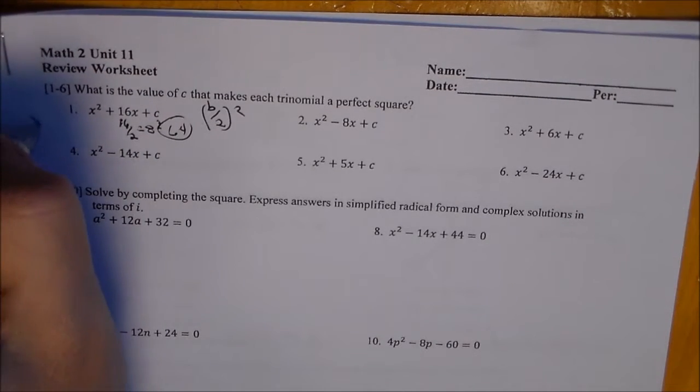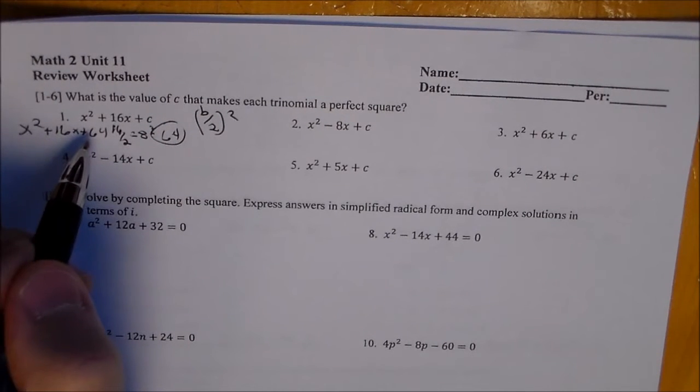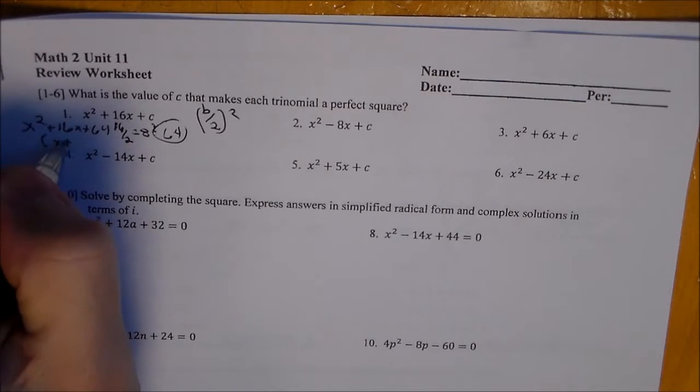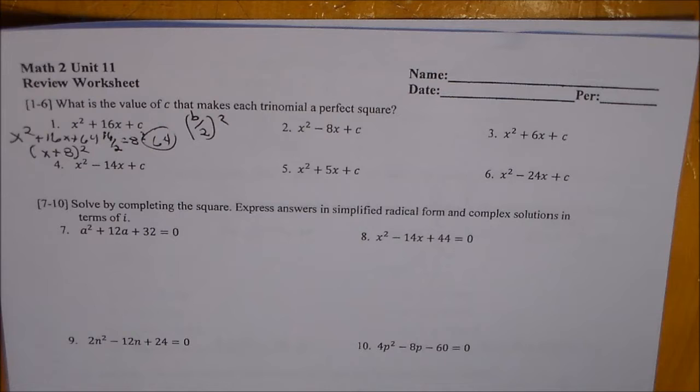What that means, though, is if I had x squared plus 16x plus 64, the numbers that multiply to 64 and add to 16 are x plus 8 and x plus 8, so we'd say x plus 8 squared, which gives us that perfect square trinomial.